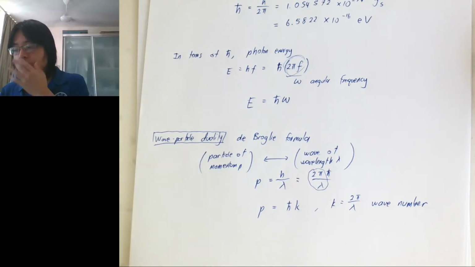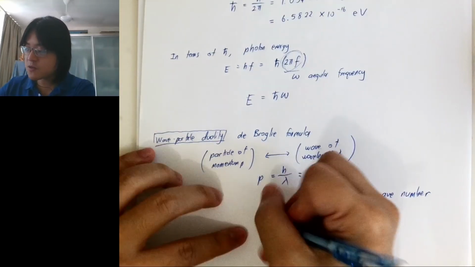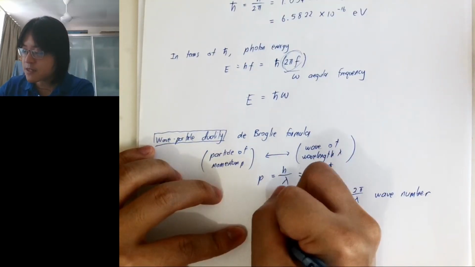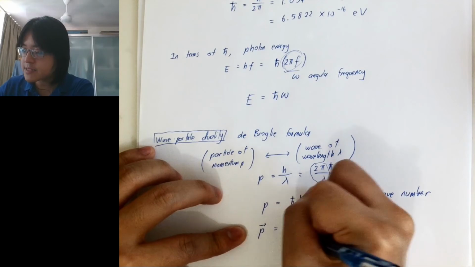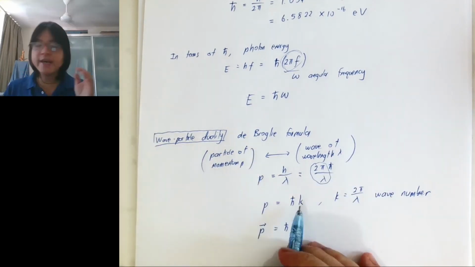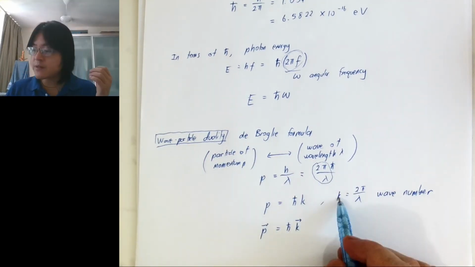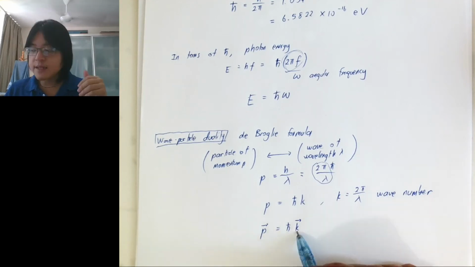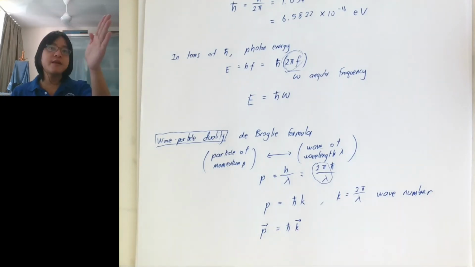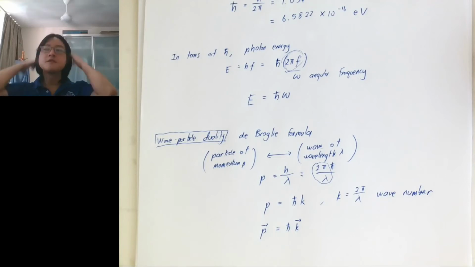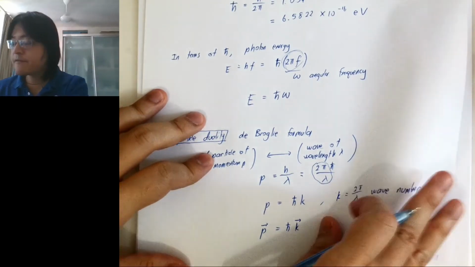Now, momentum is a vector, so we can generalize this in terms of a vector. The magnitude of k is 2 pi over lambda, and the direction tells you the direction that the wave is traveling. So that is the wave description.